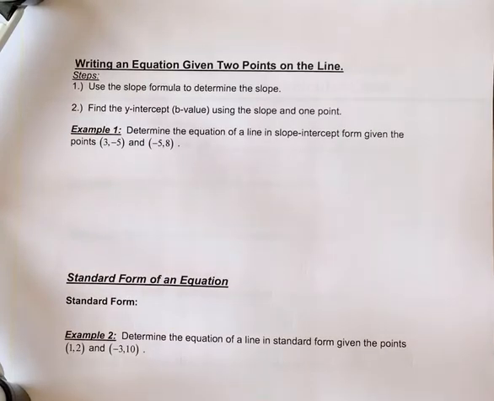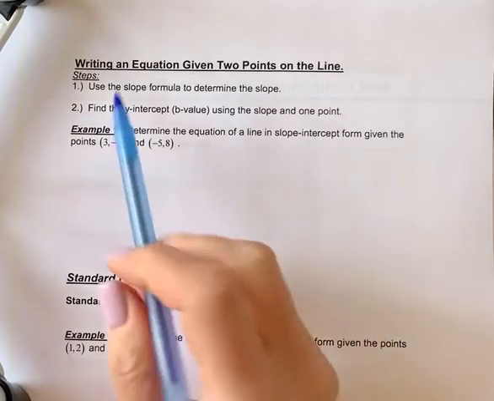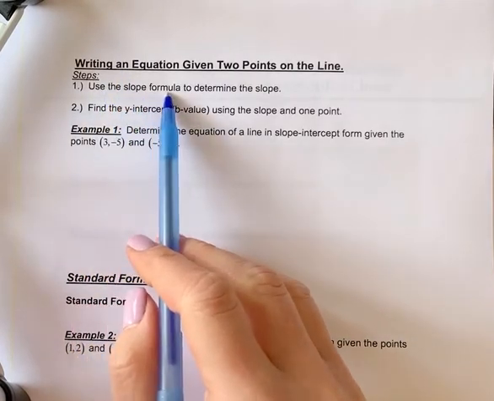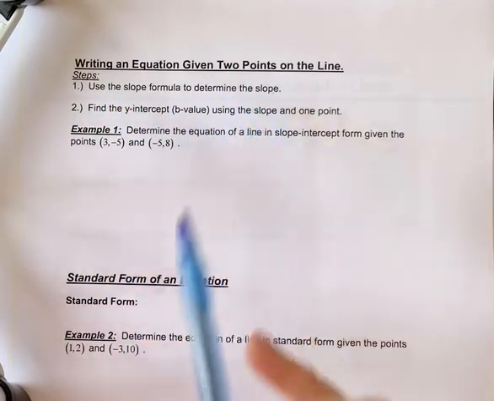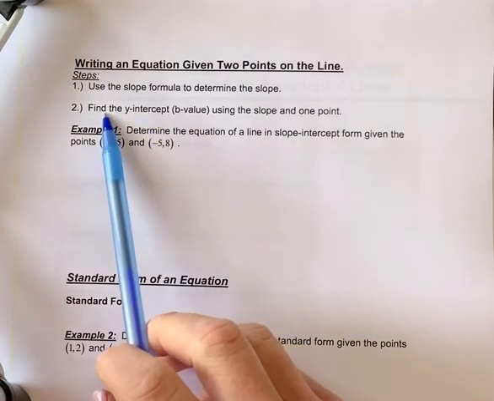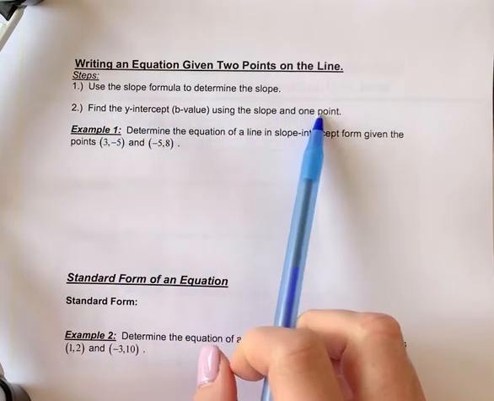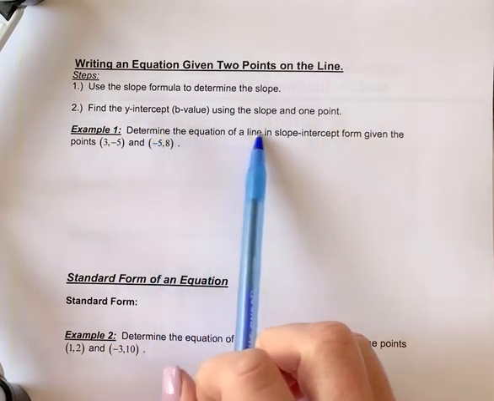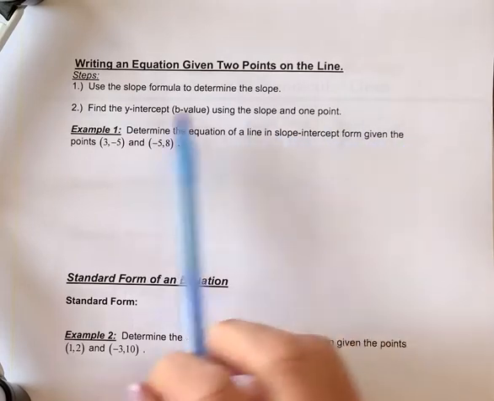Writing an equation given 2 points on the line. So here are your steps. You're going to use the slope formula to determine the slope since you're not given the slope directly. And then you're going to find the y-intercept using the slope and one of the points. So determine the equation of a line in slope-intercept form given these points.